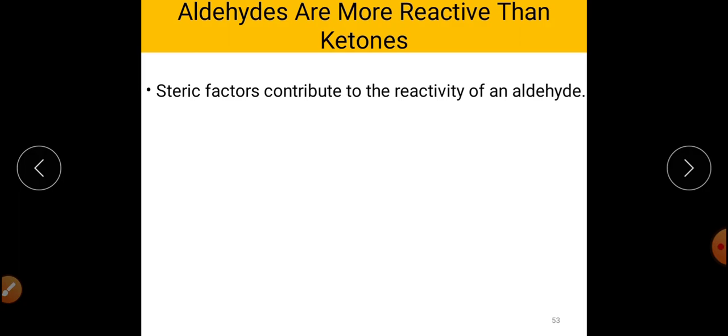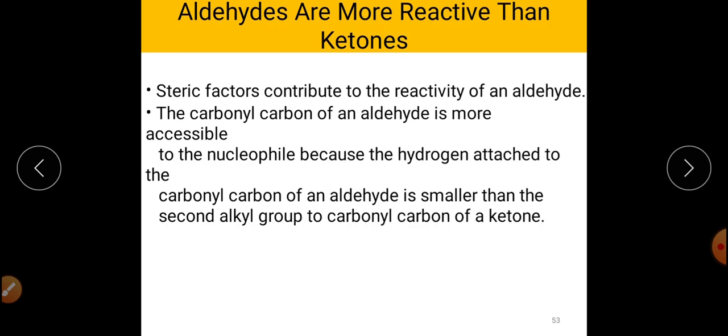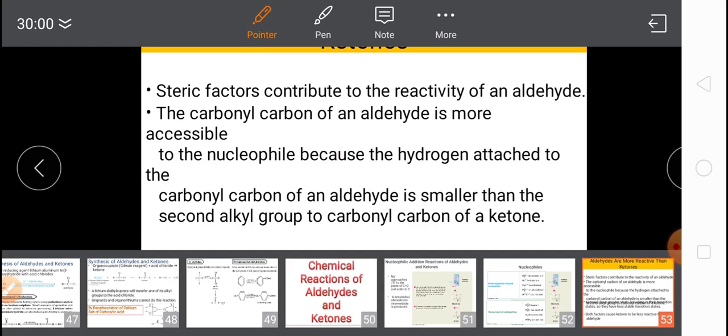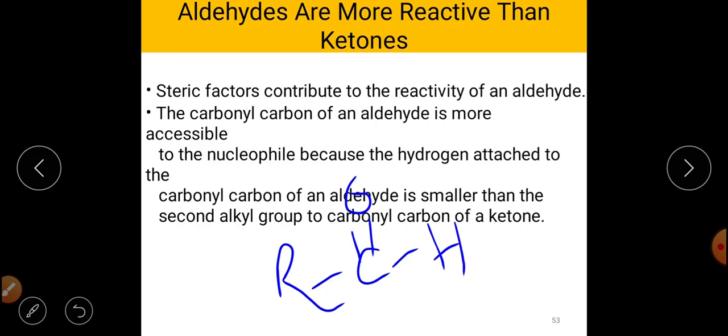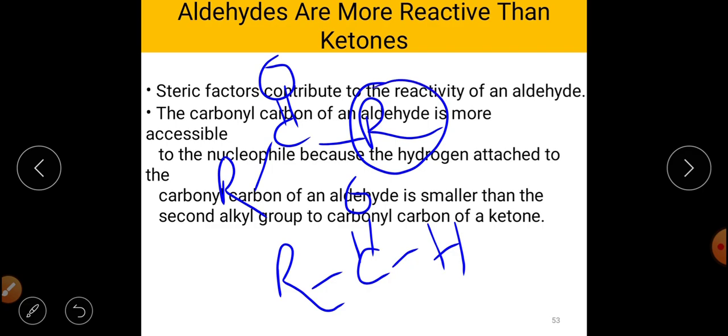So the first factor about that is steric factor. We know that in case of aldehyde, we are having only R group attached to the carbonyl carbon, and that carbonyl carbon is also attached with the hydrogen. It is the structure. And if we compare this structure with the structure of ketone, we found that it contains the R group, and here it contains the R group.